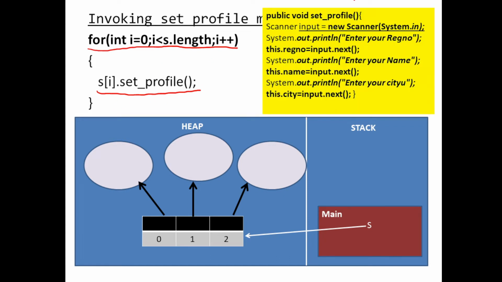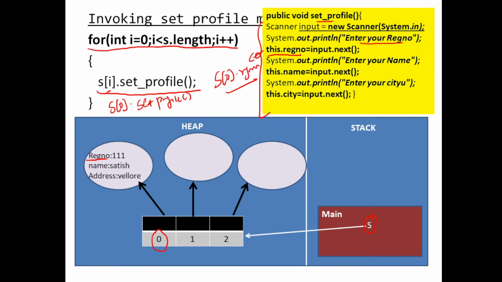What is the set profile? You already coded the set profile, it's here. So what's the value of I in the beginning? S of 0 dot set profile. So what is S of 0 dot set profile going to do? Call this set profile method, enter your registration number, this dot registration number. Here this is configured as S of 0 dot reg number. What is this here? S of 0. What is S of 0? This is S. This is 0. What is reg number? So that is S of 0 dot registration number.